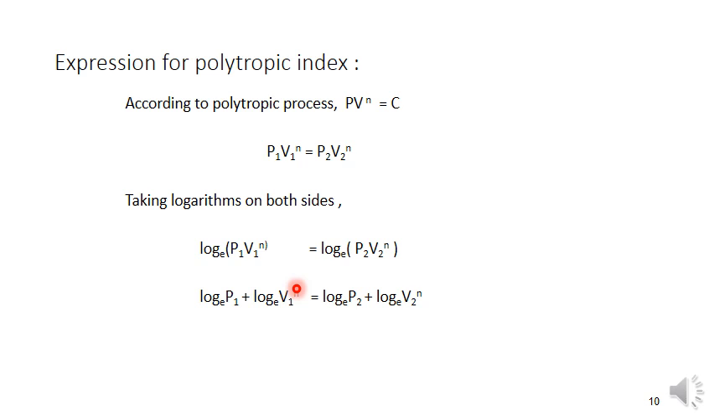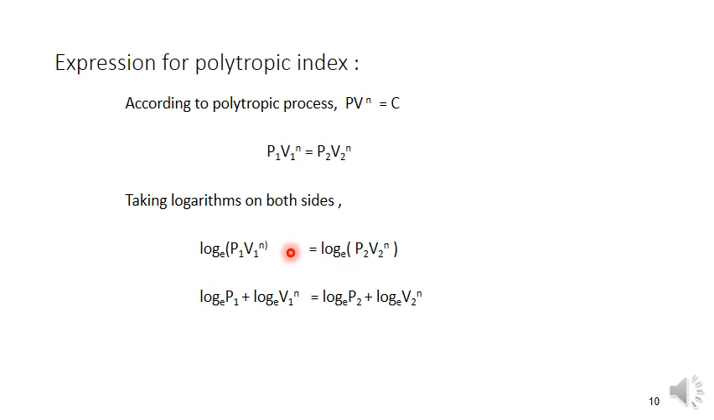So we all know that log a^m is equal to m log a. So here I am writing this log_e V1^n as n log V1. I am telling once again, we all know that the polytropic equation is P1 V1^n is equal to P2 V2^n. So here I am taking the logarithms on both sides. Apply log on both sides.